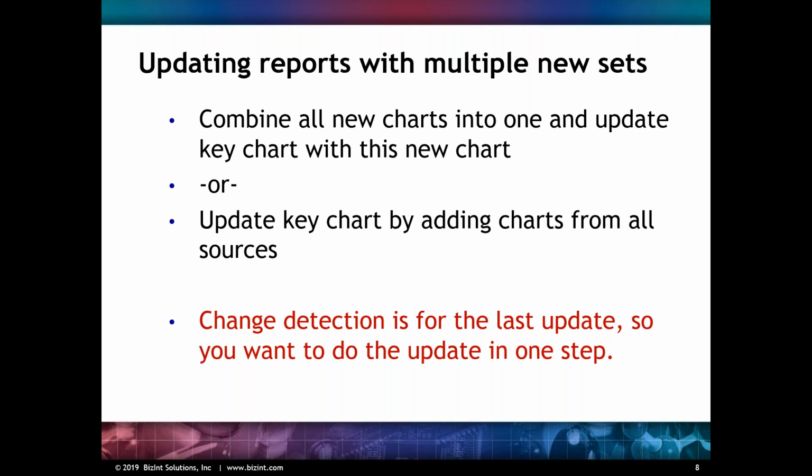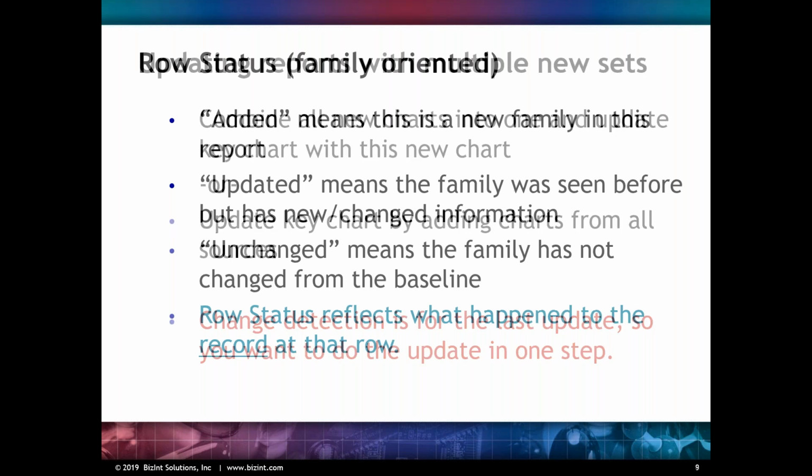Alternatively, you could add all of those charts as new data in the update panel at the same time. But the important thing to keep in mind is that the change detection that happens during update is only for the most recent update step. So if you have 3 or 4 different search strategies, or if you're taking data from 2 or 3 different platforms, you want to combine those together first and use those to update, or do the update in one step. That's important to keep in mind to make sure you're really seeing everything that's changed.